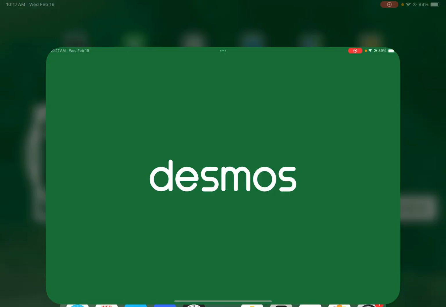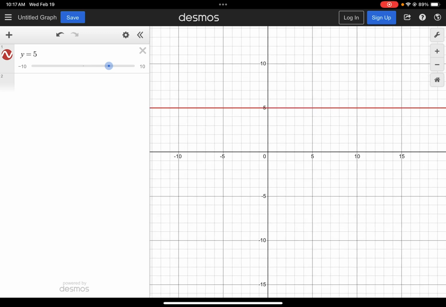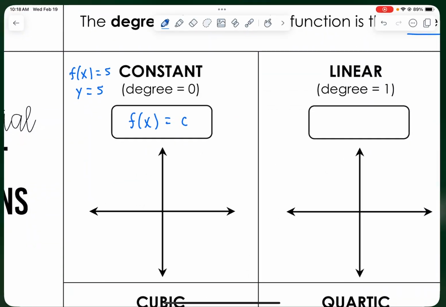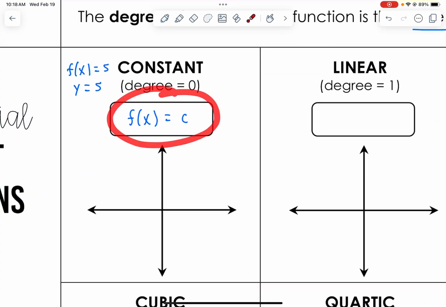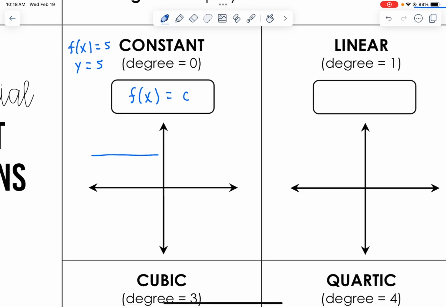So if I go to Desmos and I type in, you can either type in f of x or y. If, let's just say, I type in y equals 5, it'll give me a horizontal line at 5. So here, once again, this is just a general function. But here, we know that if we're dealing with a constant function, it will be some horizontal line at whatever that c value is. Okay. So here we have a horizontal line.